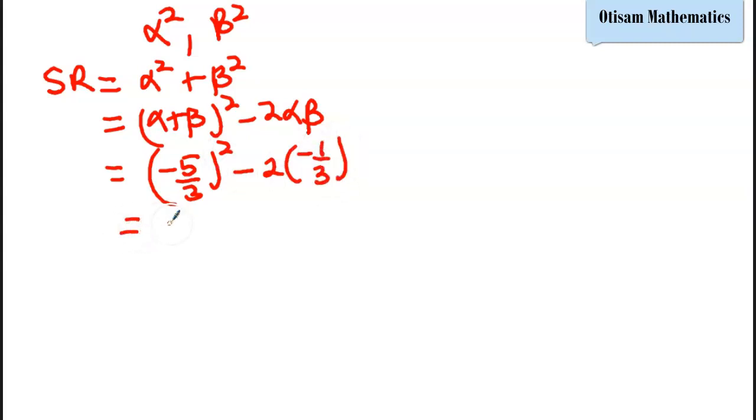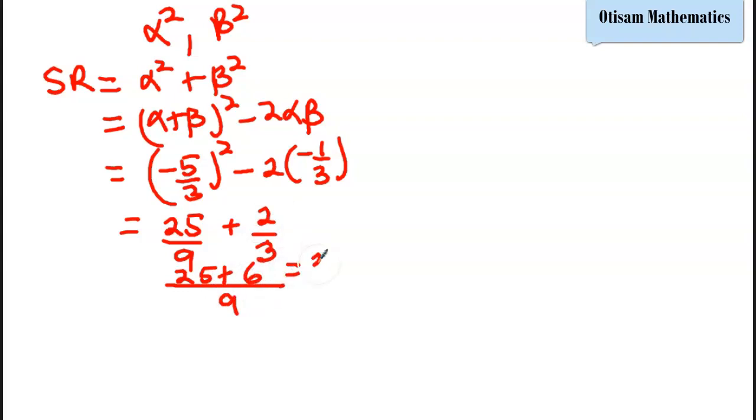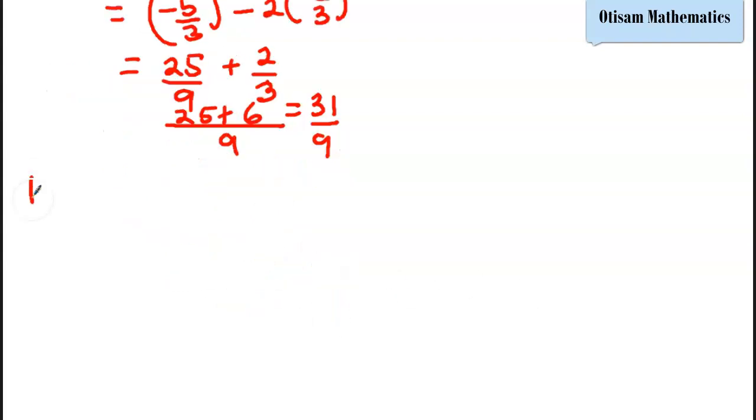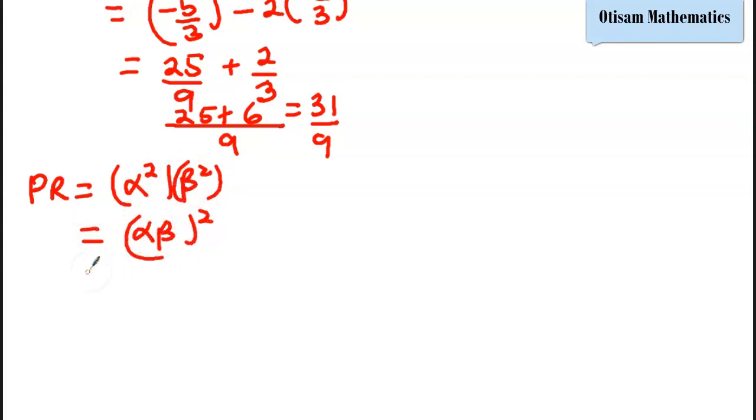So you have 25 on 9 minus times minus giving us plus 2 on 3. So the LCM becomes 9, and this will be 25. 3 into 9, 3, 3 times 2, 6. So we have 31 on 9. So product of roots, this is alpha squared times beta squared, and this will be alpha beta all squared. So you are getting minus 1 on 3 all squared. So you have 1 on 9.